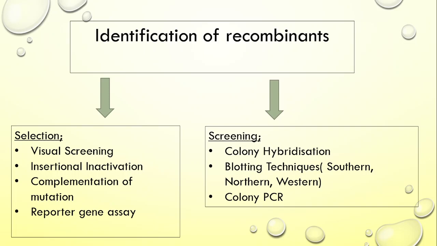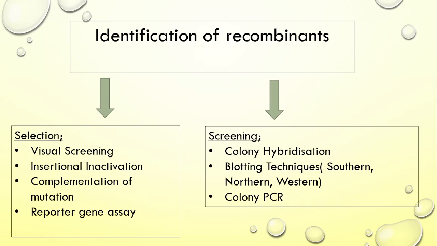This selection involves methods like visual screening, insertional inactivation, complementation of mutation in the case of yeast vectors, and the reporter gene assay in the case of eukaryotic vectors and cell lines. So in this video, we'll be discussing the methods which involve screening.